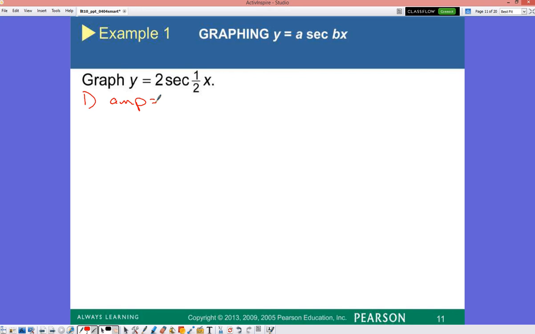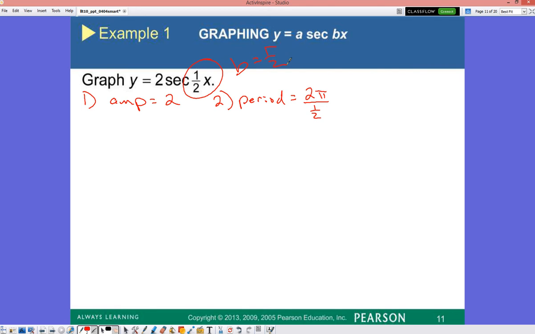My amplitude is what? 1, right? Nope, try again. 2. Amplitude is 2 because it's going to be the number in front, right? Okay. Step 2 is period: 2 pi over 1/2. Very good. That's over my b, right? In this case, b is 1/2.